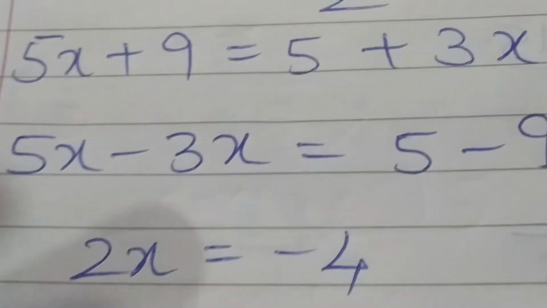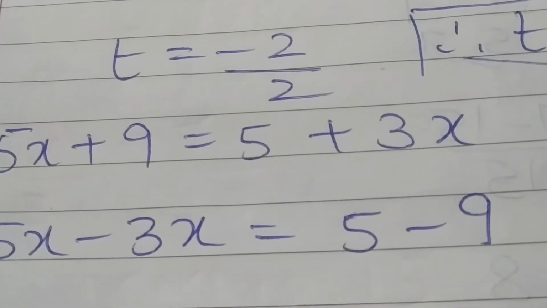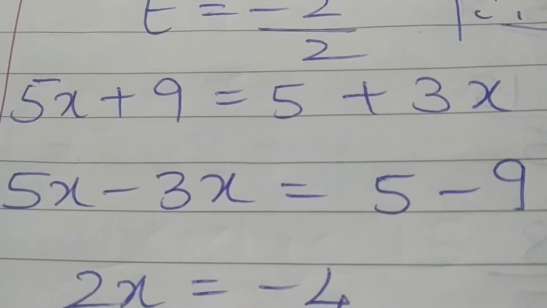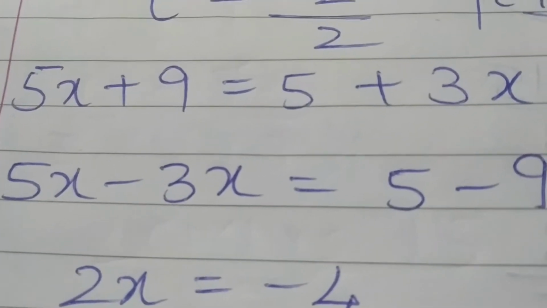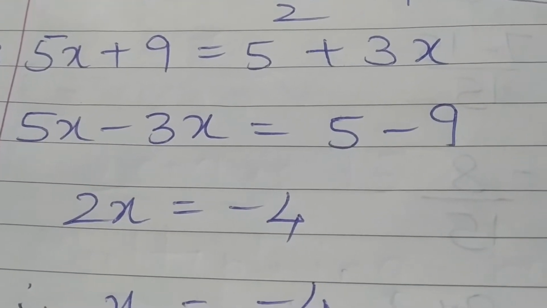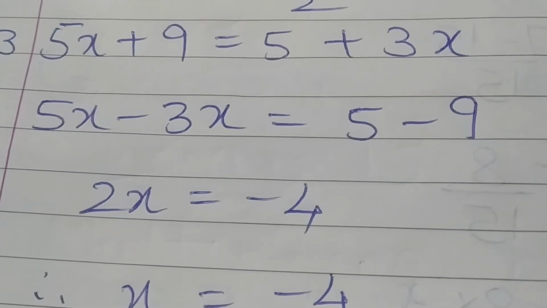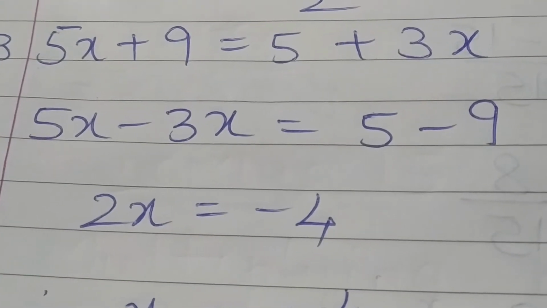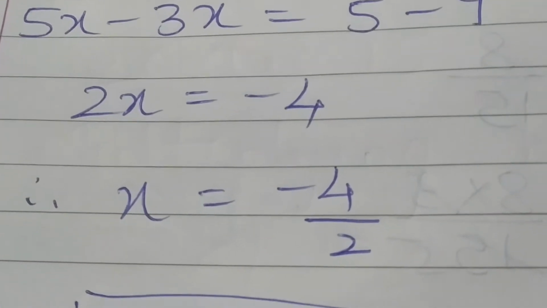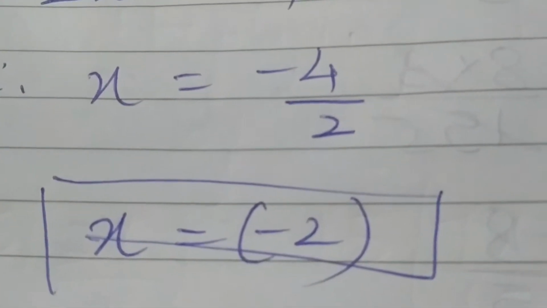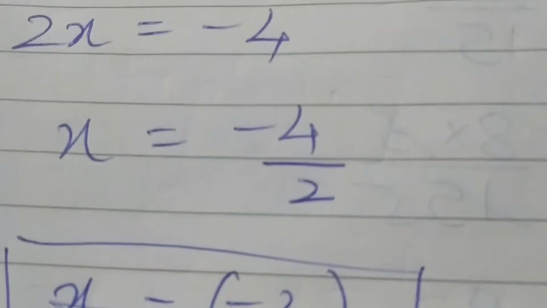Okay, now we go to the third one. 5x plus 9 is equal to 5 plus 3x. 5x minus 3x equal to 5 minus 9. What is 5 minus 9? Minus 4. And 5 minus 3? 2. So 2x equal to minus 4. So x equal to minus 4 upon 2. And your answer is negative. x equal to minus 2.